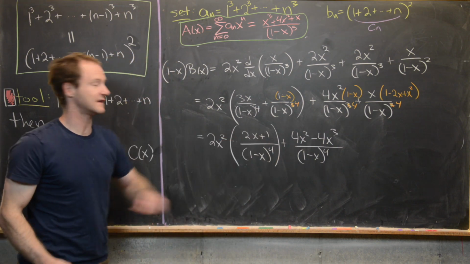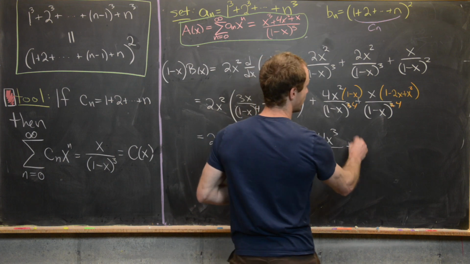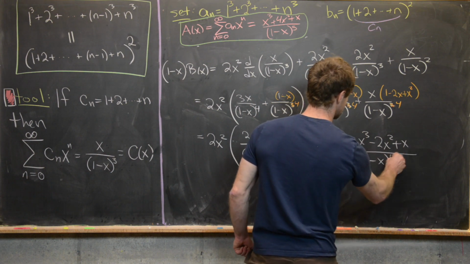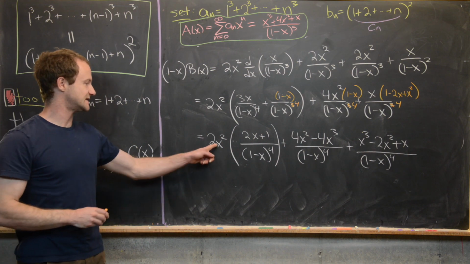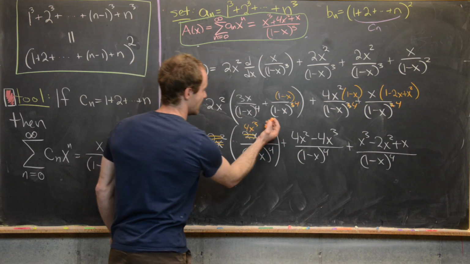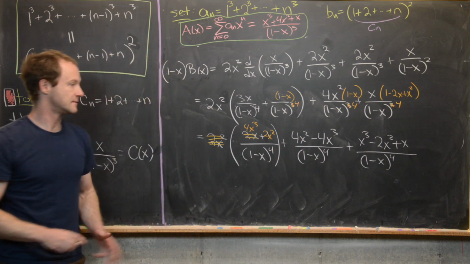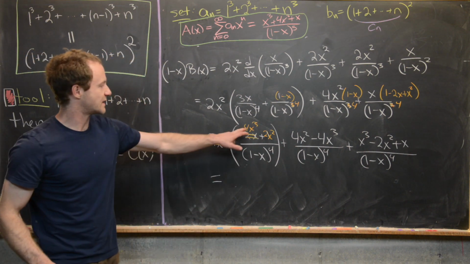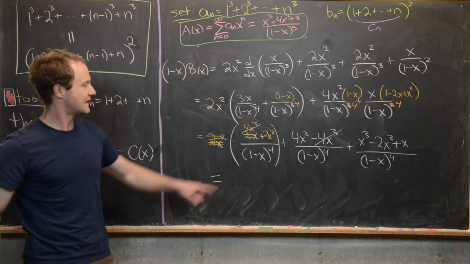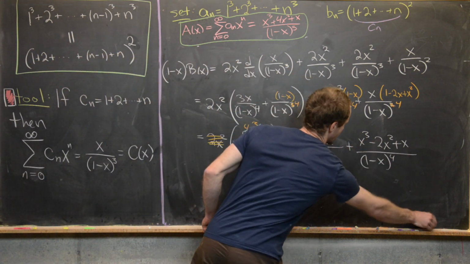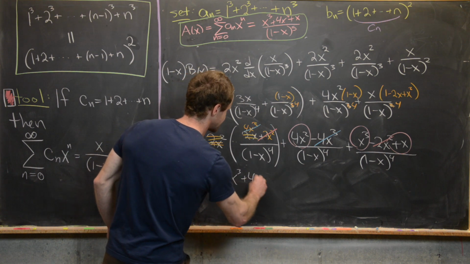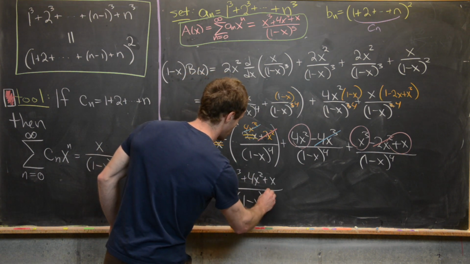And this 2x squared is only hitting this thing right here. I should point that out. And then finally, we have plus x cubed minus 2x squared plus x over 1 minus x to the fourth. Great. So now let's go ahead and take this 2x squared and multiply it in. So that's going to give us 4x cubed here, and then a 2x squared here. Great. So now let's see if we can combine like terms. So notice we have 4x cubed and a minus 4x cubed. So those guys are going to cancel. Good. And then we have 2x squared and a minus 2x squared. So those are going to cancel. So that means we're left with x cubed plus 4x squared plus x over 1 minus x quantity to the fourth power.